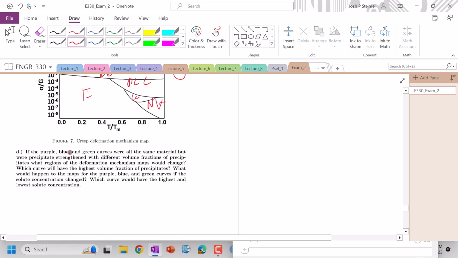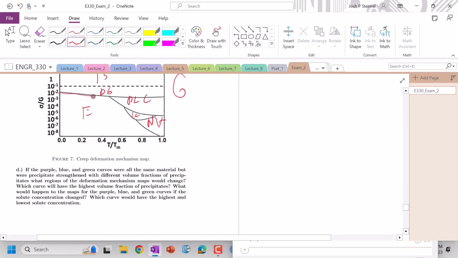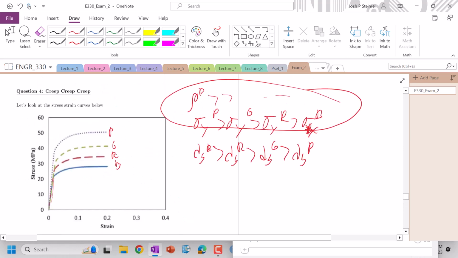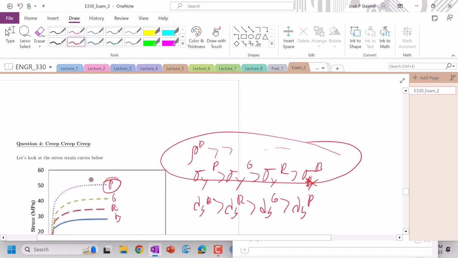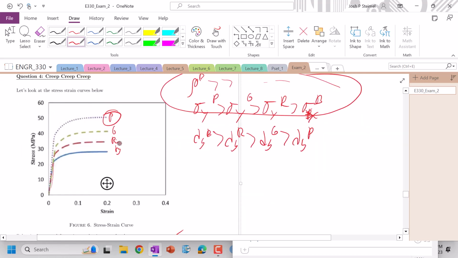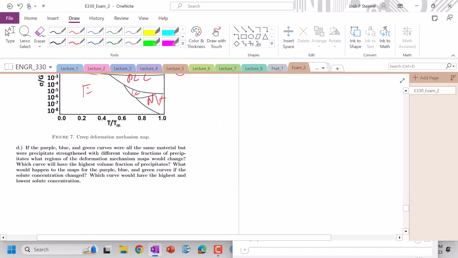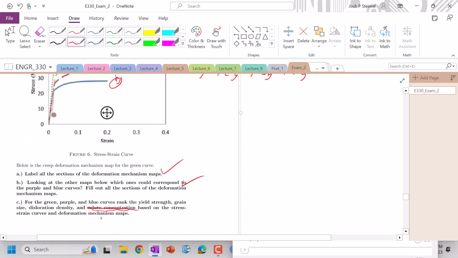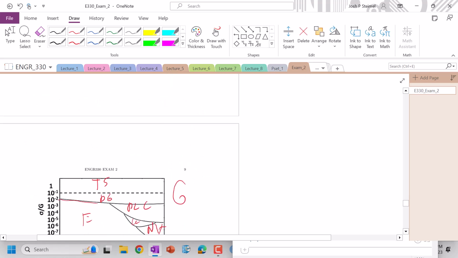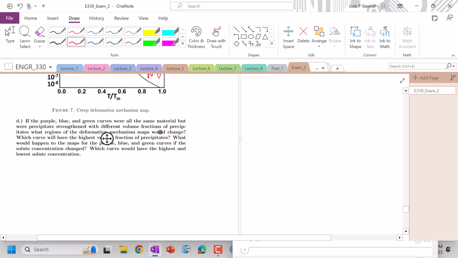Excellent. If the purple, blue, and green curves were all the same material, but were precipitate strengthened with different volume fractions of precipitate, which region of the deformation mechanism map would change? The only thing that would change would be my yield strength curve. Which curve would have the highest volume fraction of precipitates? That would be the purple, for sure. Then, you know, again, in decreasing order. And you'd also see a change in the slope there. So you want to describe this problem very well.